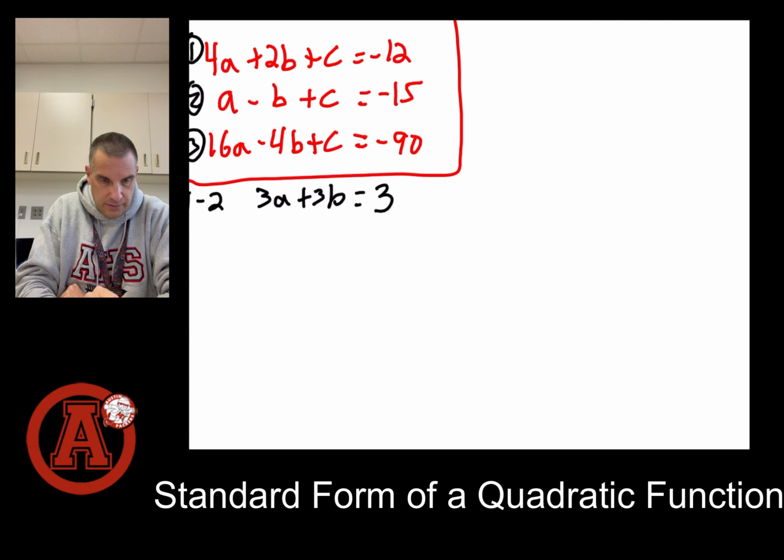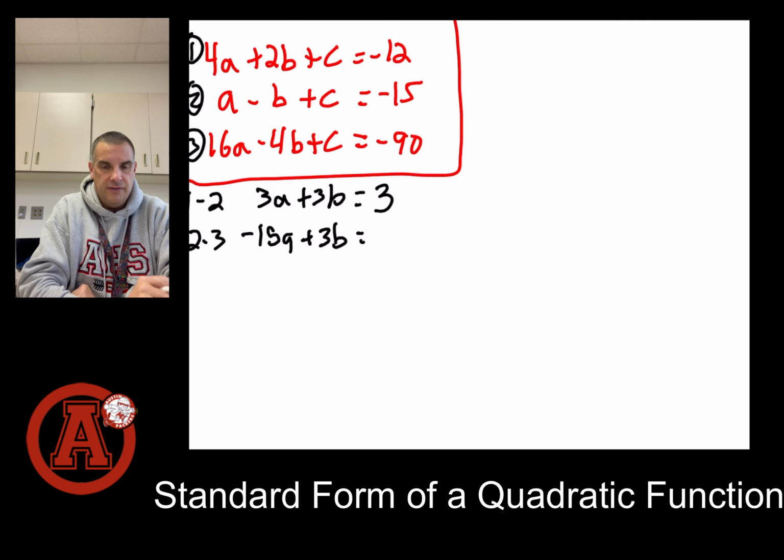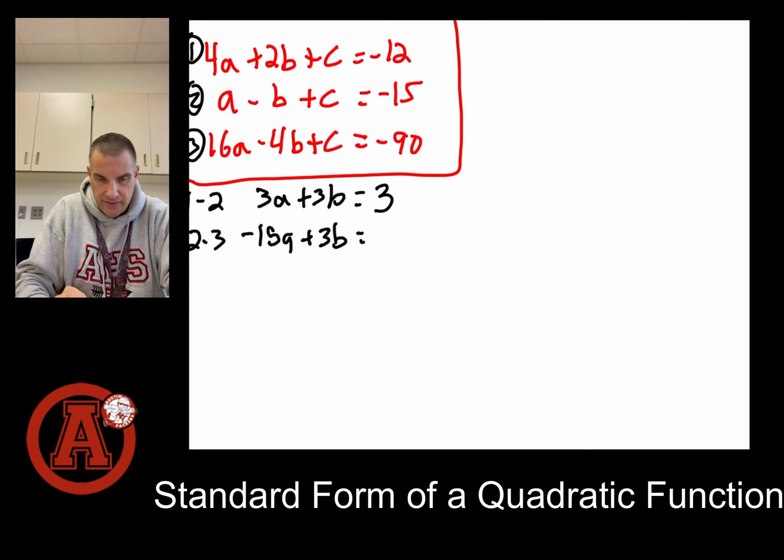And then I'm going to do 2 minus 3. Again, I'm just going to do it up there. a minus 16a is negative 15a. Negative b minus negative 4b, so negative b plus 4b, oh yay, plus 3b equals negative 15 plus 90. Just making sure we get it right, so 75.